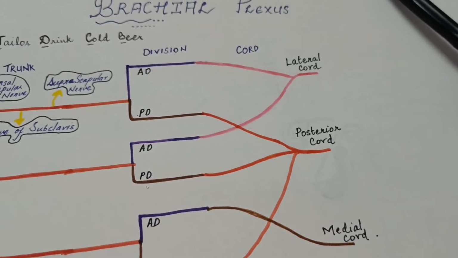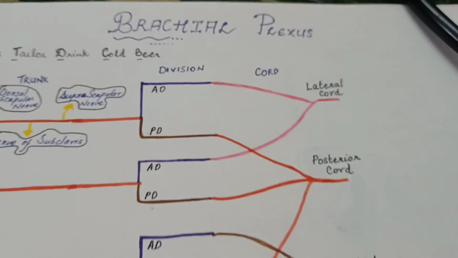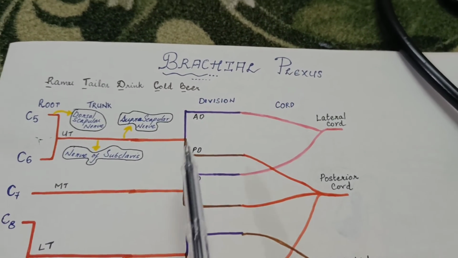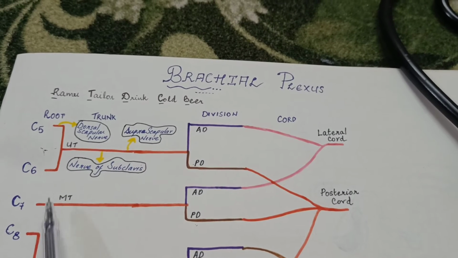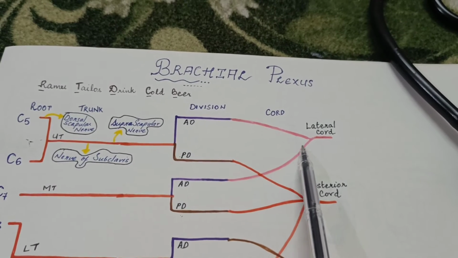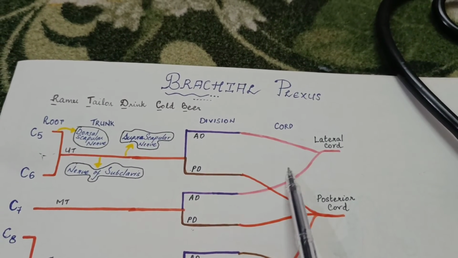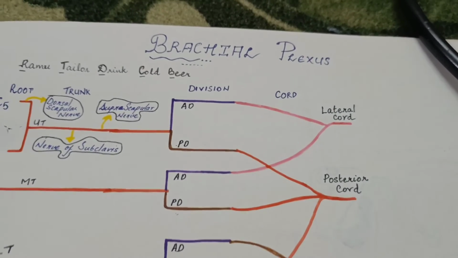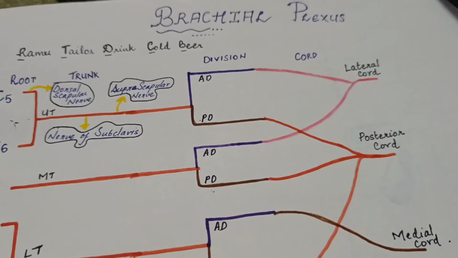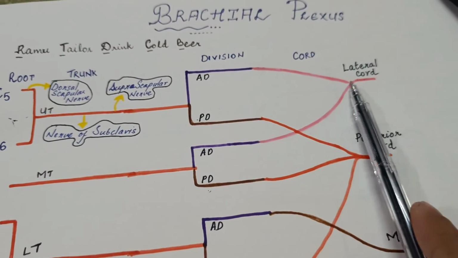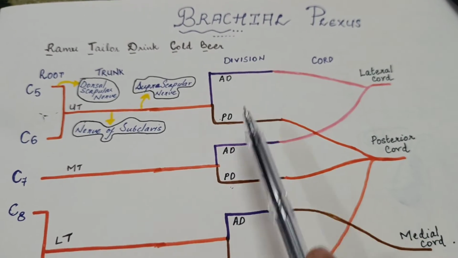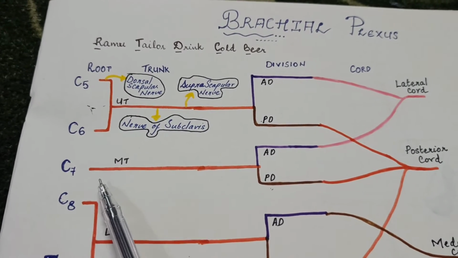Now we are moving to cord. What is cord? Cold. C for cord. The cords come from the divisions, but not all anterior divisions. From the C5, C6 and C7 roots, anterior divisions go to a cord. This pink line is going to the lateral cord. So the lateral cord originates from the anterior divisions of C5, C6 and C7.